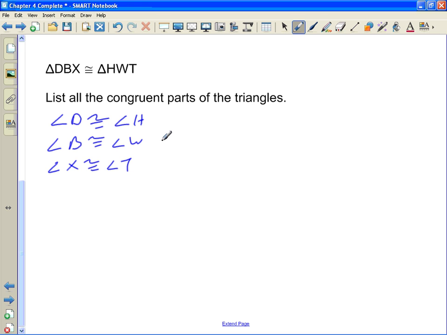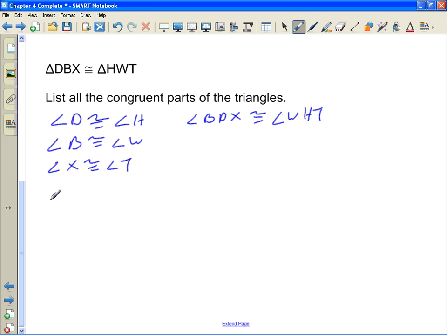Now let's just say we need to use 3 letters to list angles. Maybe our picture requires us to use 3 letters. I could still talk about angle D. D is going to be the vertex of my angle. So I could say angle BDX. D has to be the middle because it's the vertex. And that would be the same as, so BDX, I want WHT. So that's how you do it with 3 letters.